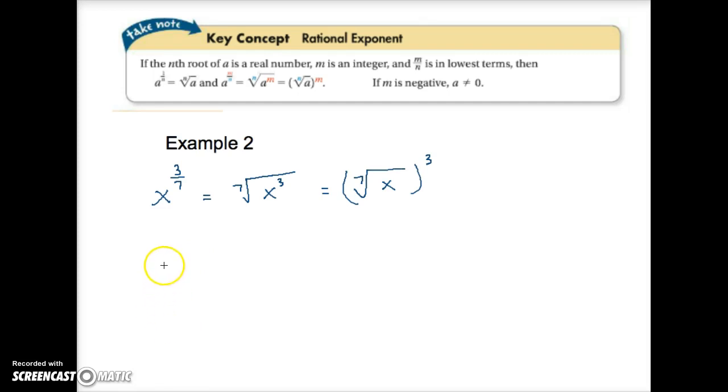So let's take a look at another example. If we have the fifth root of b and we raise that to the third power, we can go the opposite direction. This becomes my base, the radicand is my base. This is my numerator, and the index is my denominator. So those are equivalent expressions.